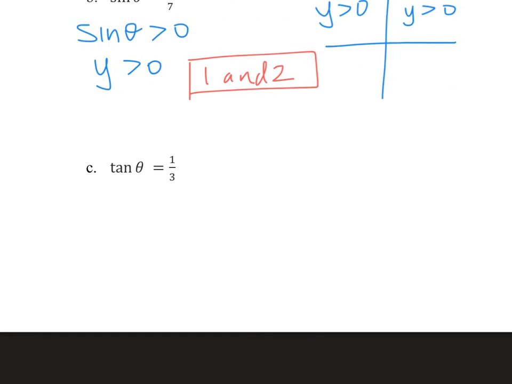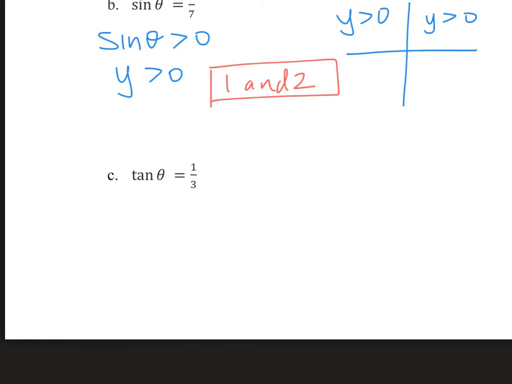All right, tangent includes both x and y. So we have y over x here. So we have to take both of those into account. In the first quadrant, x is positive, y is positive. So positive over positive is greater than 0. That's positive. So for tangent theta equaling 1/3, theta could be in the first quadrant.